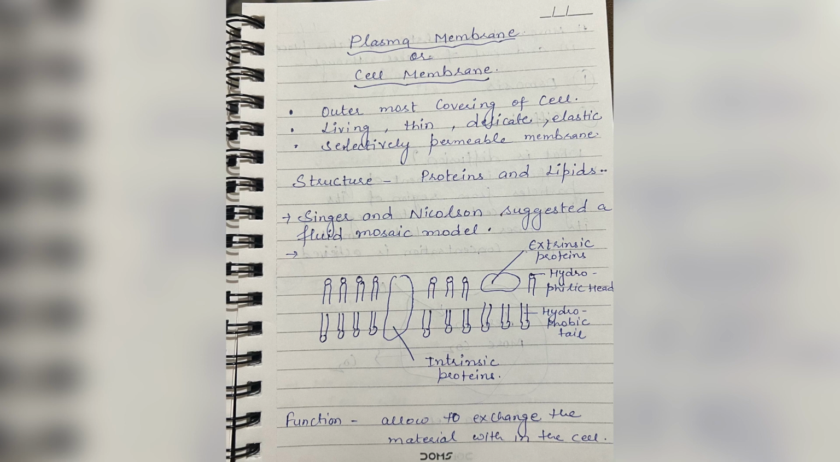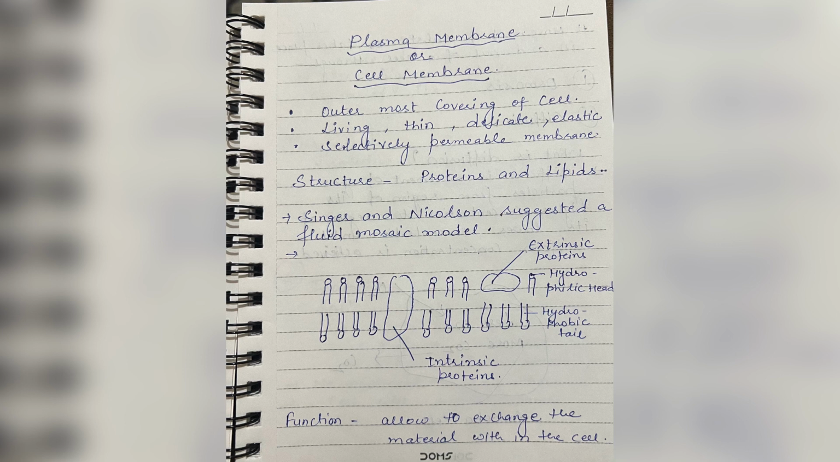Now here we are on the structure of the plasma membrane. Basically the plasma membrane is made up of two materials, that is the proteins and the lipids. Two scientists, Singer and Nicholson, suggested the fluid mosaic model, in which they tell us the plasma membrane is made up of proteins and lipids. Proteins are of two types, the extrinsic proteins and the intrinsic proteins. Intrinsic proteins are present in between the layers of the plasma membrane, within the bilipid or phospholipid layer, but extrinsic proteins are present on the periphery of the plasma membrane.